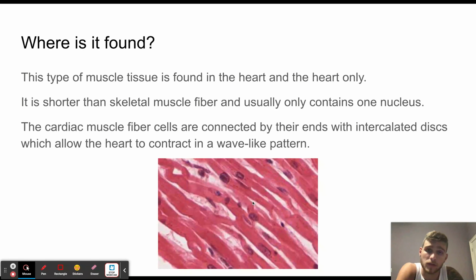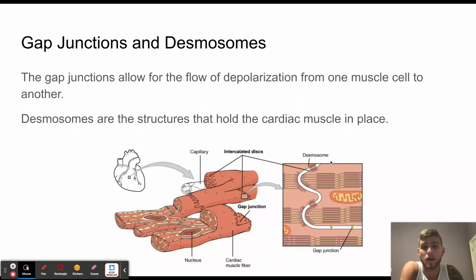The cardiac muscle cells are connected by these intercalated discs you can see here in this picture. They allow the heart to contract in a wave-like pattern so that the heart can slowly get all that momentum to push all of the blood out and flow it through the body so it can really work as a pump. Two main things that you need to know are the gap junctions and the desmosomes. Gap junctions are basically just holes that connect adjacent muscle tissues and fibers together, and they allow the flow of depolarization from one muscle cell to another.